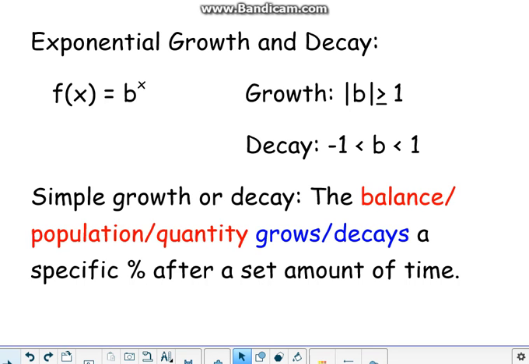So growth and decay formulas, the functions of these all look the same. Just like we talked about last time, f of x equals b to the x. We can tell it's growth if the absolute value of the base is greater than 1. It's decay if our base is a fraction, some number less than 1. And so for the most part, we're going to look at simple growth or decay, simple interest. The growth could be the balance in a bank account, a population of some bacteria in a little petri dish, or some other quantity. And we're going to say it grows or decays a specific percentage over a set amount of time.